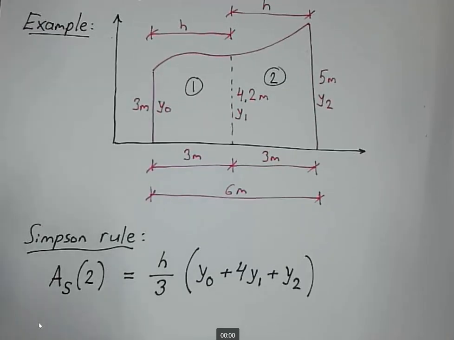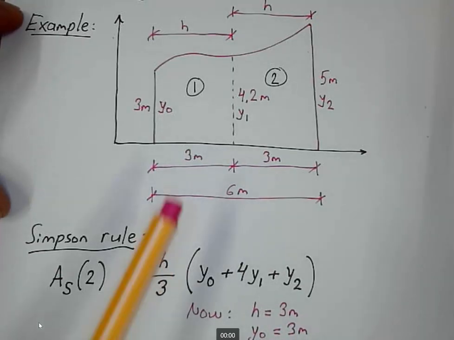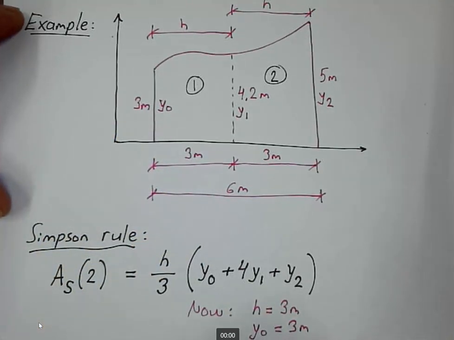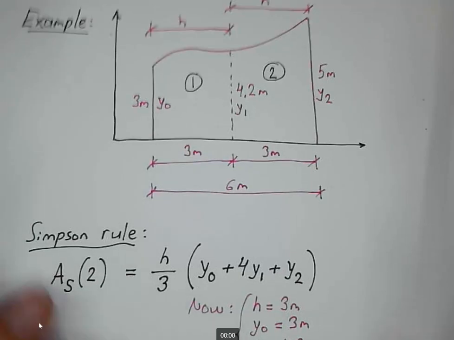So I will write those numbers there. So now the h is 3 meters, y0 is also 3 meters. It's just a coincidence, those happen to be the same lengths. y1 equals 4.2 meters and y2 equals 5 meters. So this is all we need to know.